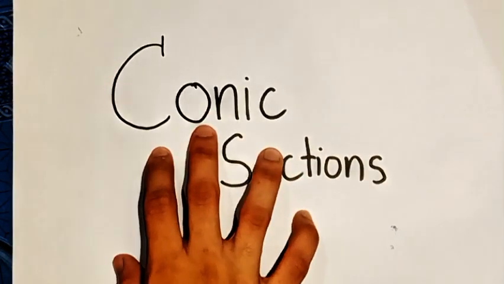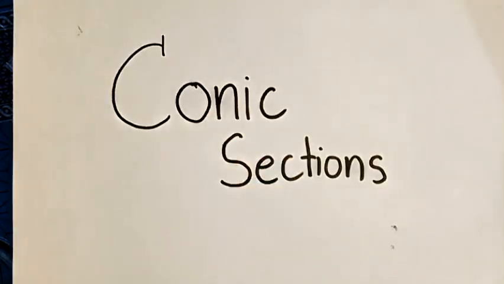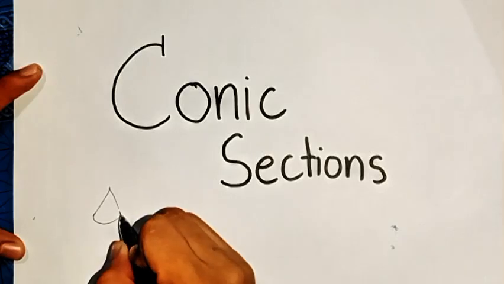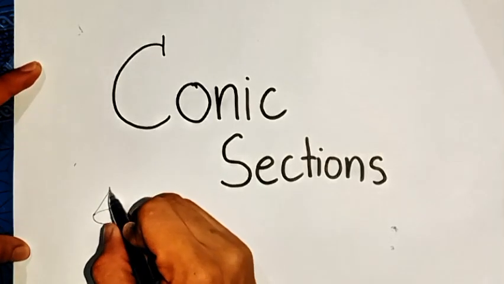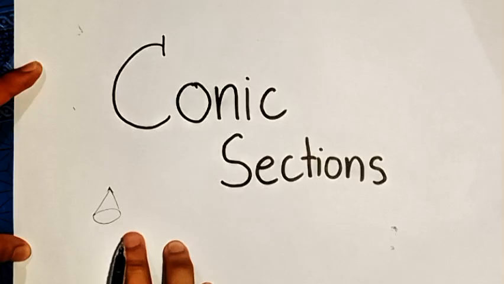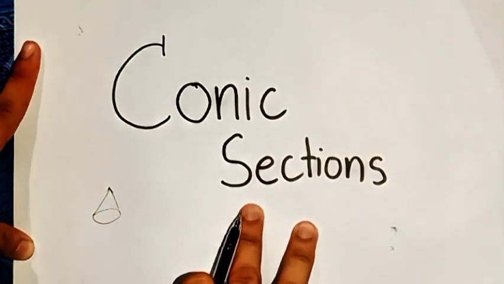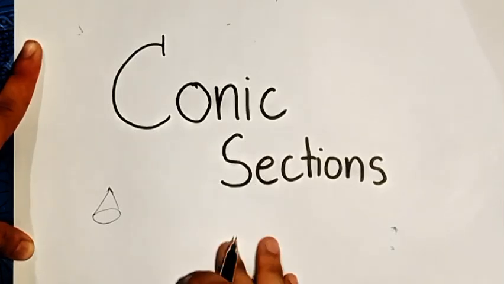Now, conic section. What is conic? Conic is derived from the word cone, which is a three-dimensional solid geometric shape having a circular base and a pointed edge at the top. It's like this: circular base and a pointed edge at the top. This is like a cone. Now, what are conic sections? Conic sections are the curves that result from the intersection of a right circular cone and a plane.